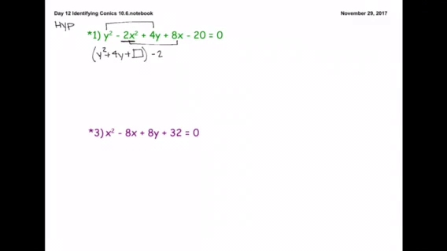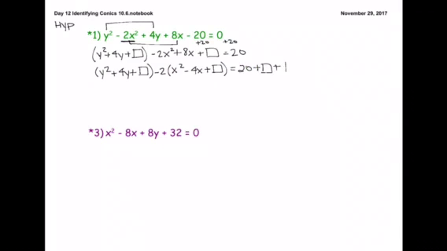We have negative 2x squared plus 8x. I'm going to go ahead and move my 20 to the right. I need to factor out my negative 2 from my x's before I complete my squares. So I have x squared minus 4x plus box equals 20 plus 2 boxes. Our perfect square trinomial is above. Our two factors are below.